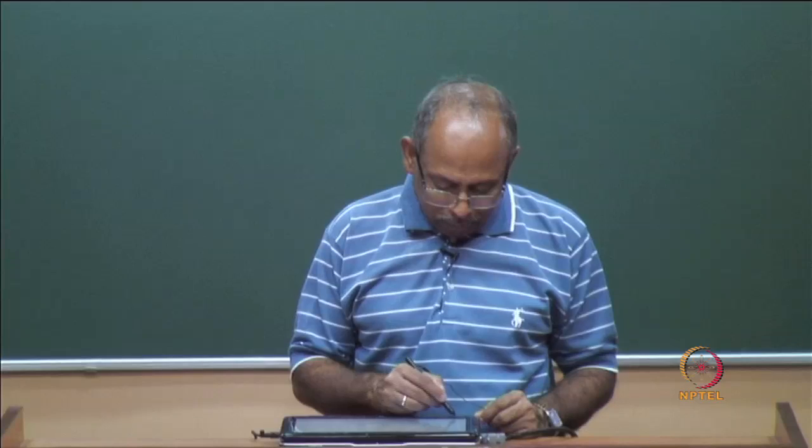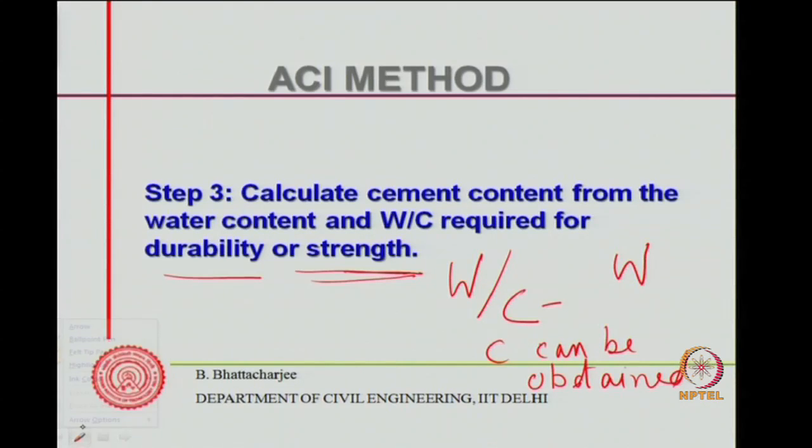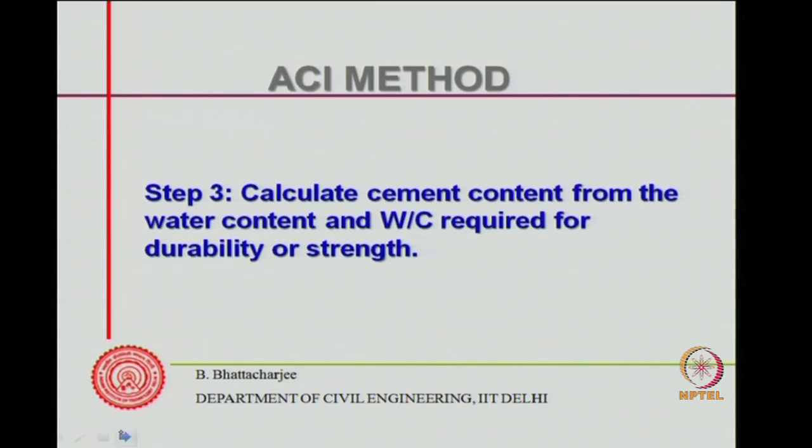Here the ACI method differs, as we can see. The ACI method would differ from earlier methods. The DOE method used the wet density concept, while the IS method used, we use, total volume, where the sum total of volume must be equal to 1 meter cube. So, it is the conservation of volume principle.